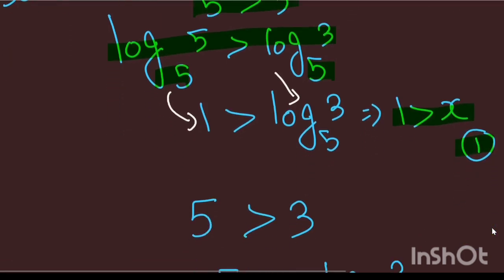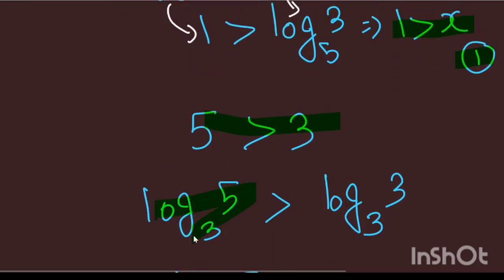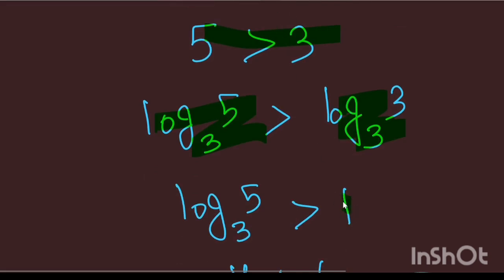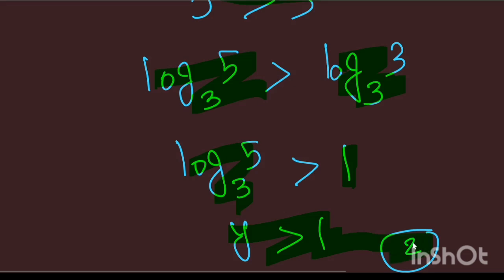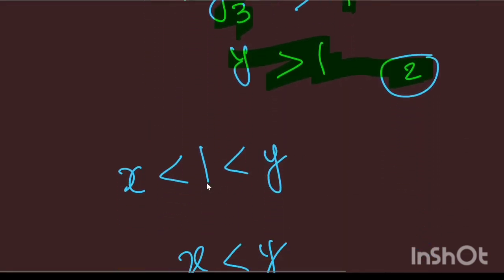In the same way, 5 greater than 3, again we will use, now what base will we take for the logarithm? Yes, we will take base 3 now. So log 3 base 3 is 1 and log 5 base 3 is y. So y greater than 1 is second. So x came out to be lesser than 1, y came out to be greater than 1. So as you can see here, x is lesser than y.